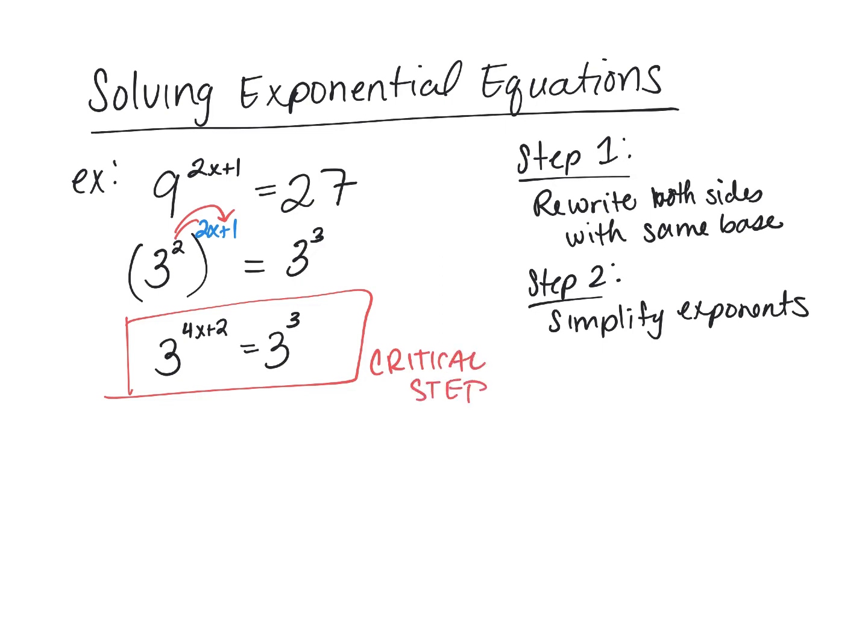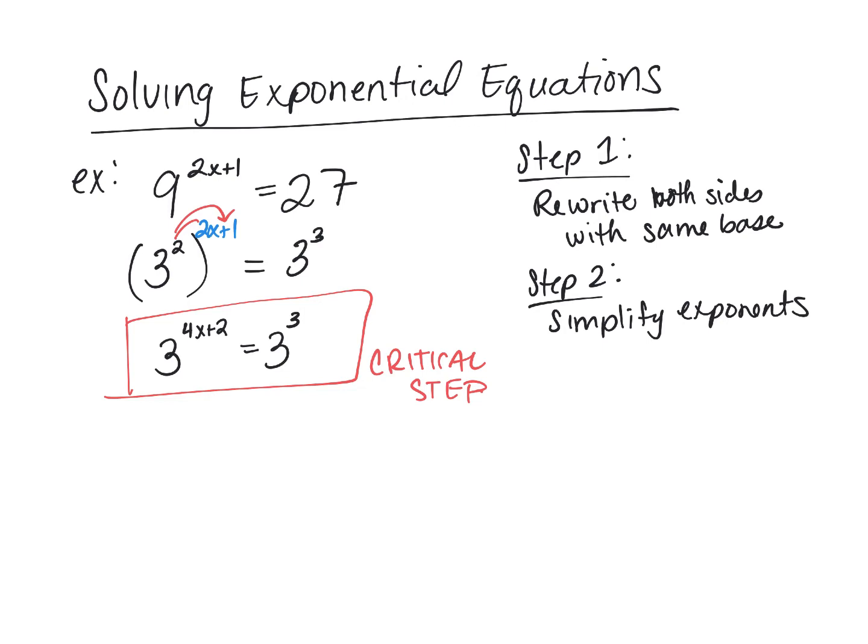You will lose points if you don't write this step down, okay? When we skip writing this down, we usually make little mistakes. Now, if the bases are the same, and we say 3 to the 4x plus 2 is equal to 3 cubed, wouldn't it make sense to say that the exponents have to equal each other for these expressions to be equal to each other?